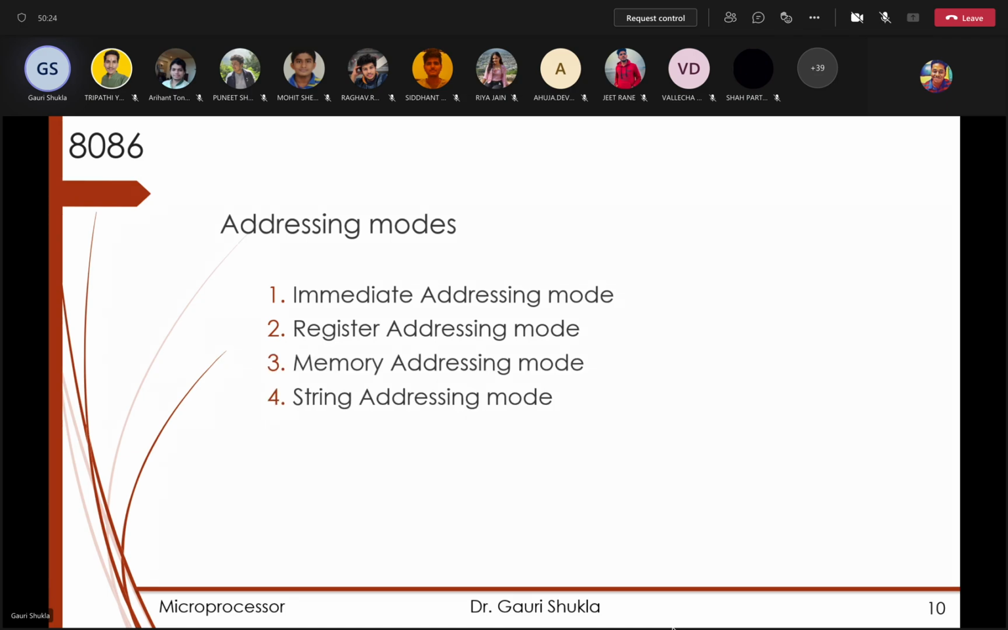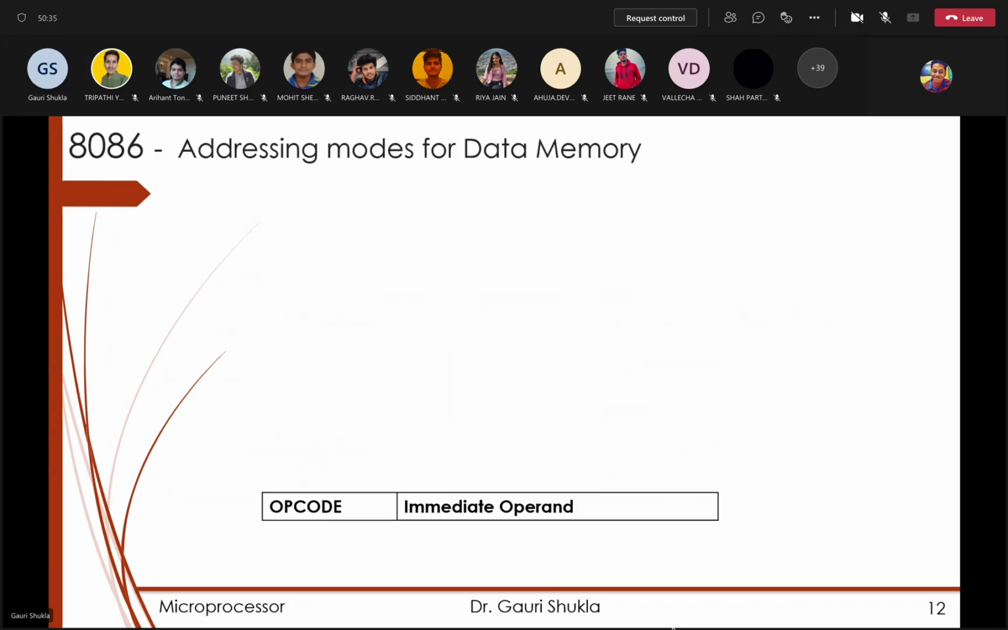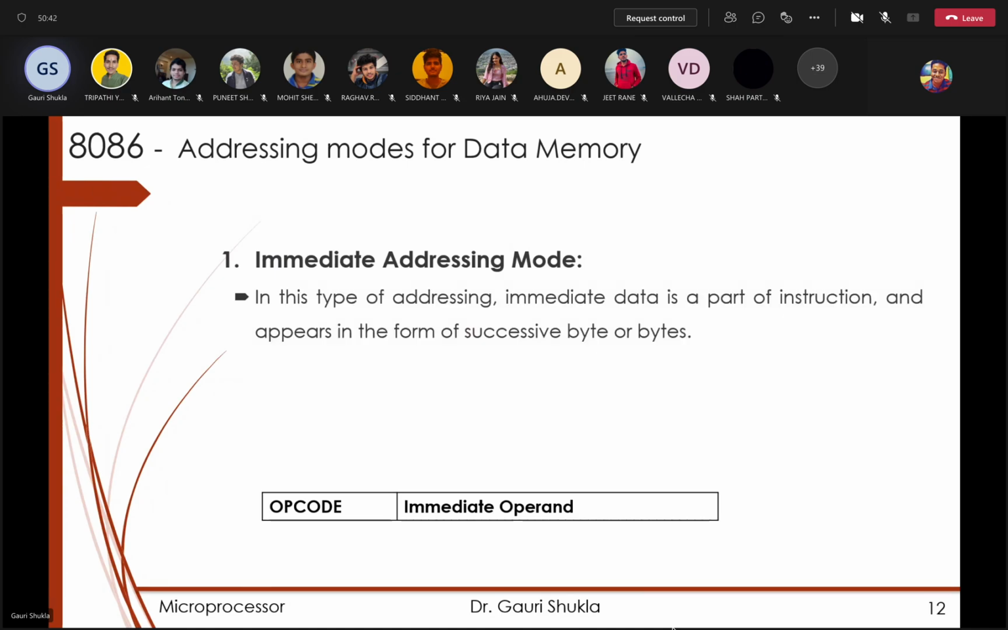So I have immediate addressing mode, register, memory, string and IO addressing mode, and implied addressing mode. So many are there, right? I'll just tell you the first one, that is immediate addressing mode. Then we will see the whole bifurcation once again. In this type of addressing, data is immediately given in the instruction. It appears in the form of successive byte or bytes, that means it will be either 8-bit or 16-bit, correct?